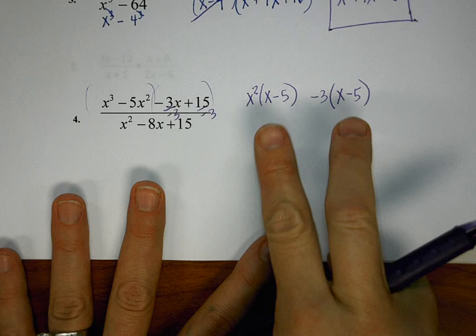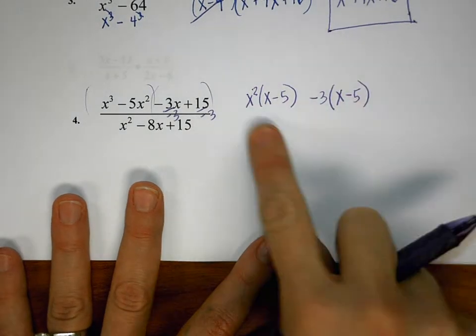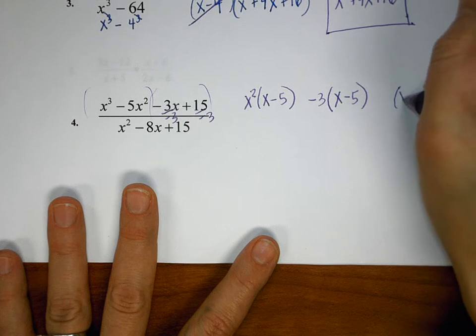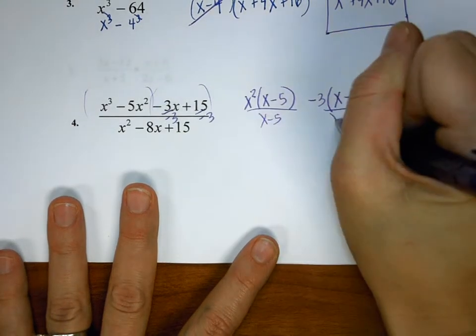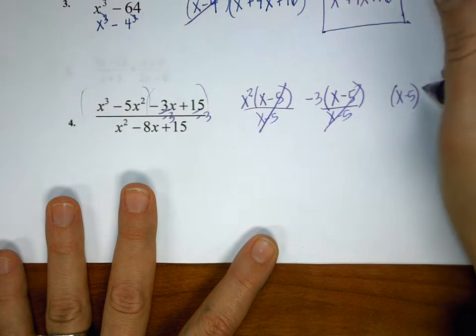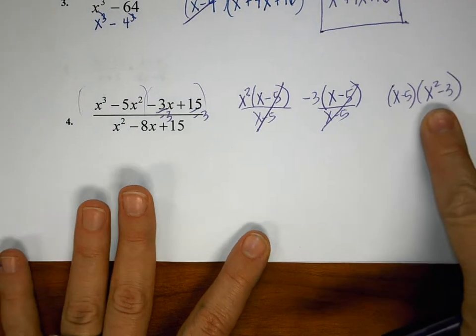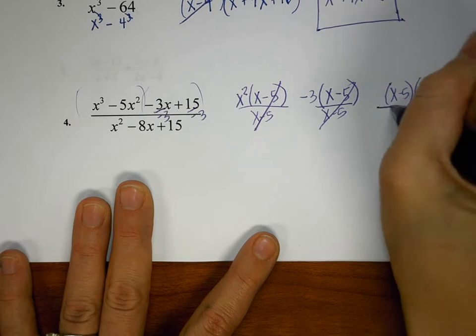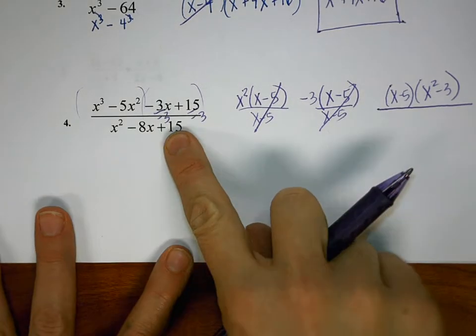The whole purpose is that these will match. So now my GCF is x minus 5. So I end up with x minus 5, and if I divide each of these by x minus 5, then I'm left with x squared minus 3. And that cannot be factored any further. So my numerator has been factored. So now we go to our denominator.